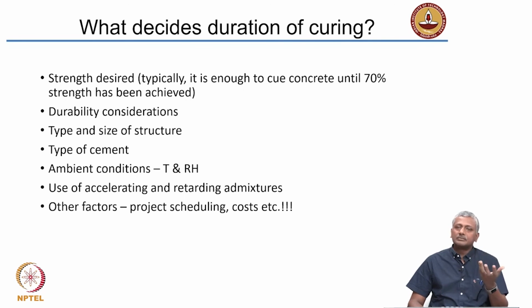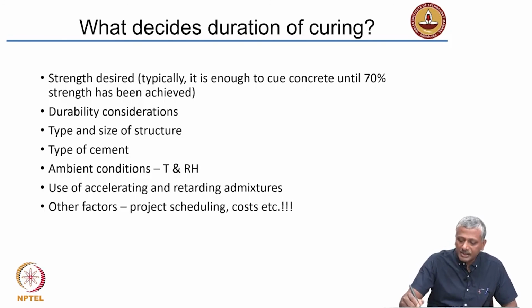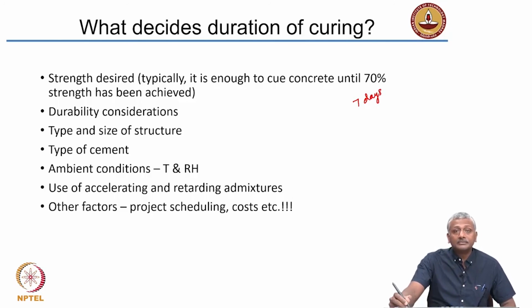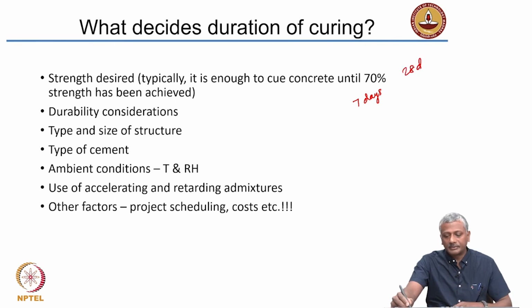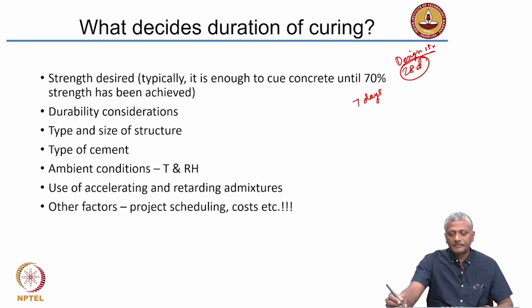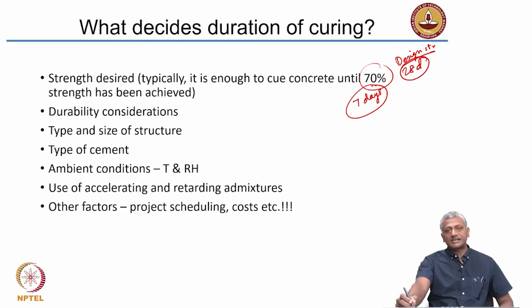Okay. Now how do you know when that is obtained? You can't obviously be testing concrete so often, right? So in most cases what happens is curing is done until 7 days. Again, in most cases the design strength of the concrete is at 28 days. So at 7 days you have already attained nearly 70% of the design strength.